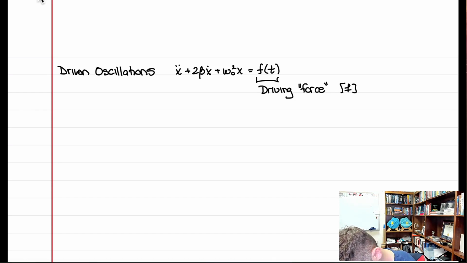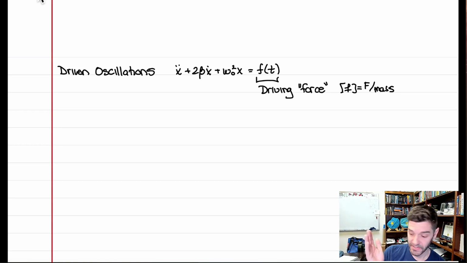It's really force over mass in this case. But you can imagine that acceleration arising from some force that's being applied to the oscillator, right? A pendulum swinging in the wind, you pushing a kid on a swing. These are all examples of what's going on when there's a driving force.